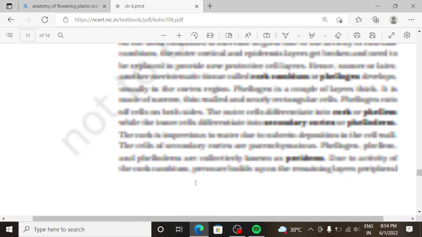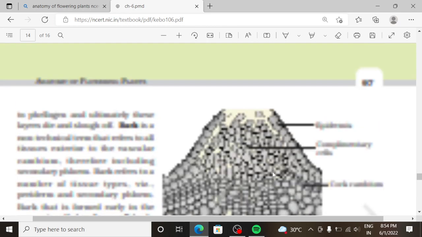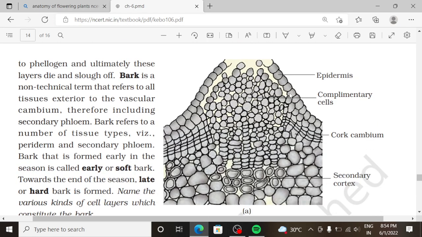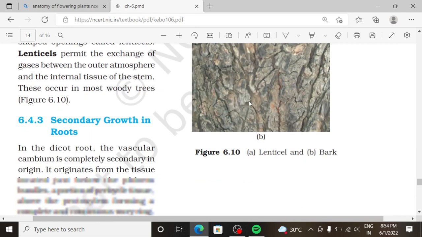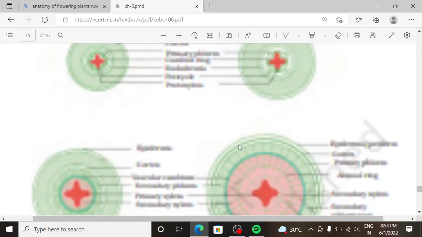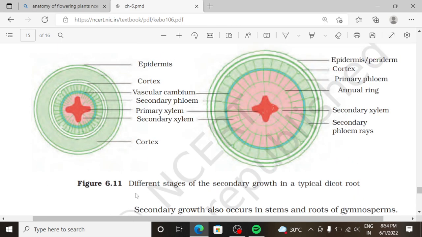Okay, so the next diagram here is of the lenticel and the bark. So here you can see the structure of the lenticels, the epidermis, complementary cells, cork cambium and secondary cortex. And this is the bark of the tree. Okay, this is so common for us. Then they have given the different stages of secondary growth in typical dicot root.